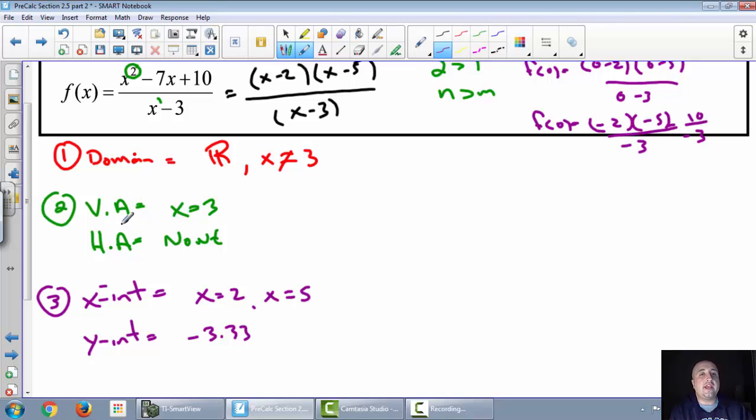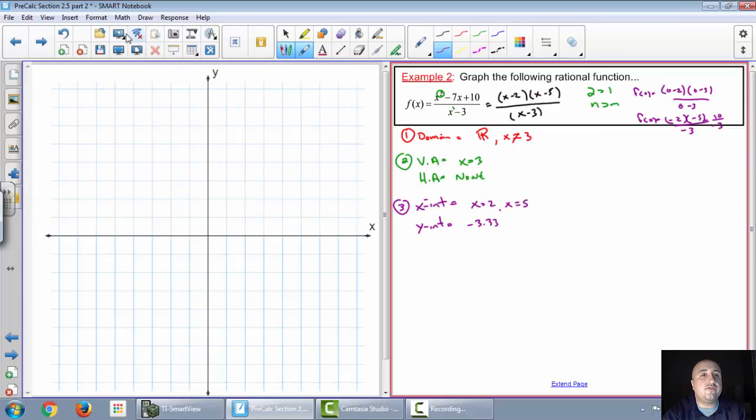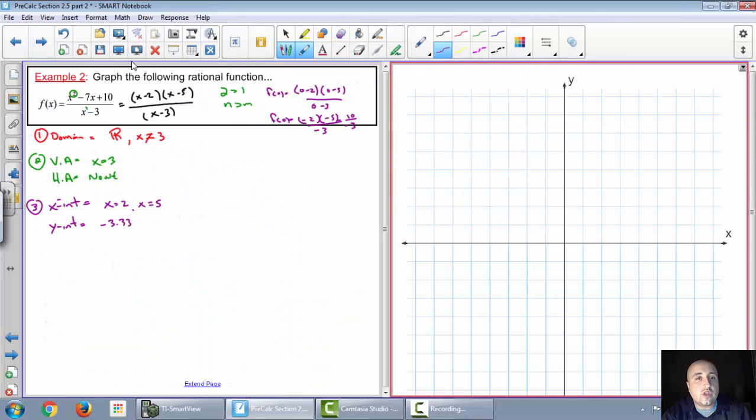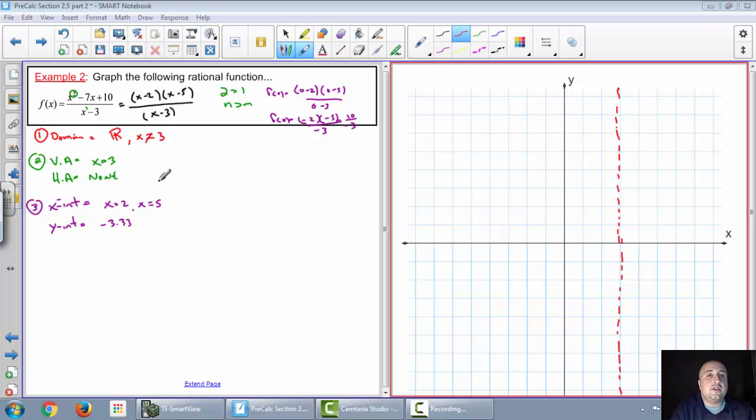All right, so we have our domain, vertical asymptote, horizontal asymptote, x-intercepts, and y-intercept. Our next step is to plot all of that information. So let's plot this. We have our vertical asymptote at 3, so I'm going to go to 3 and draw in my vertical asymptote. There is no horizontal asymptote, so I don't need to draw that in.